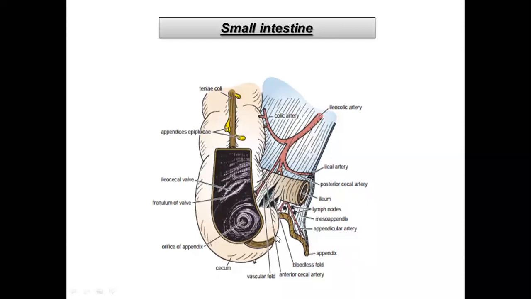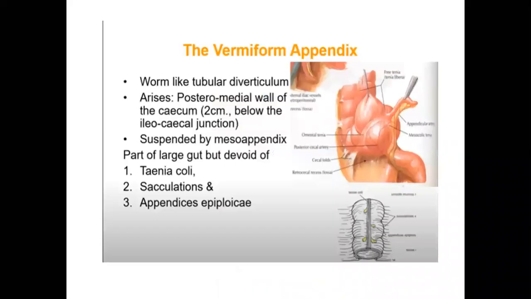And this cecum will then convert into the ascending colon. Now this vermiform appendix is a worm-like tubular diverticulum, and it arises from the posterior medial wall of the cecum, 2 centimeters below the ileocecal junction. This appendix has its own mesentery. That is, it is suspended by a mesoappendix.